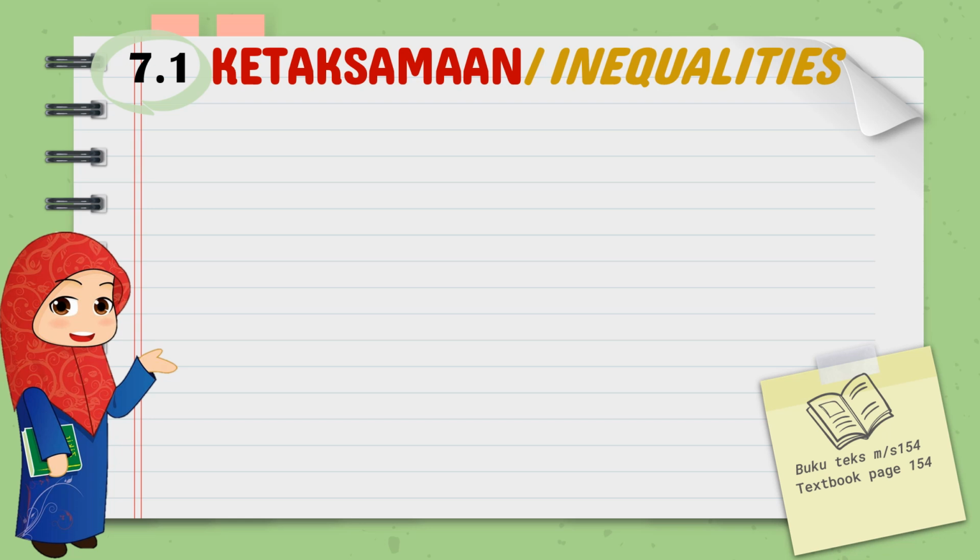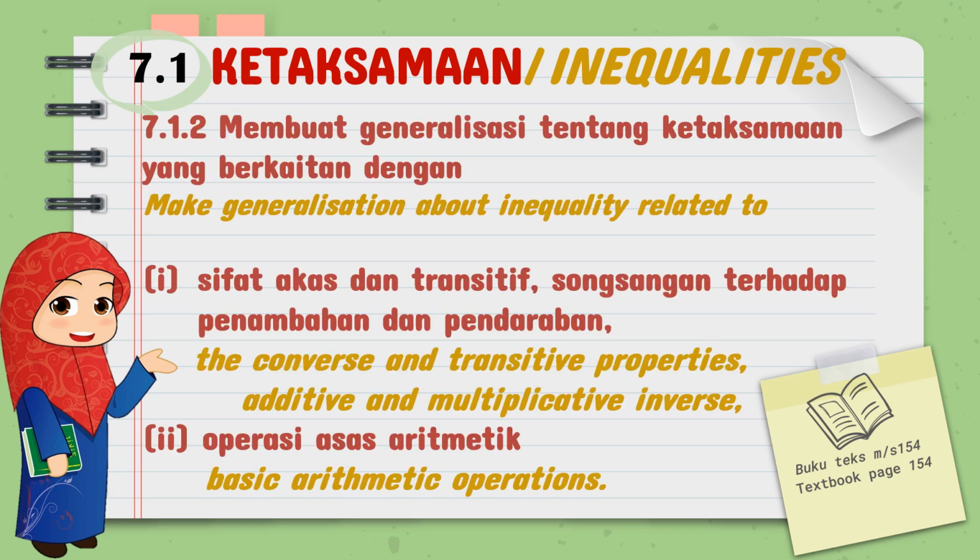Today we're going to cover inequalities, the topic in Chapter 7, Form 1 KSSM. This is Topic 7.1, Inequalities. The learning outcome is to make generalizations about inequalities related to, first, the converse and transitive properties, additive and multiplicative inverse, and second, basic arithmetic operations. Here we have textbook page 154.